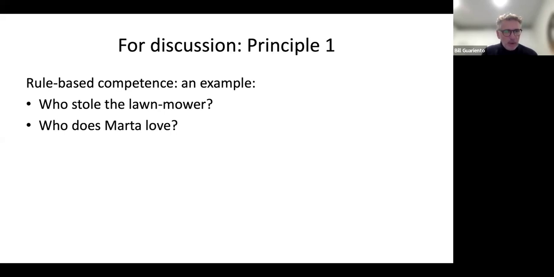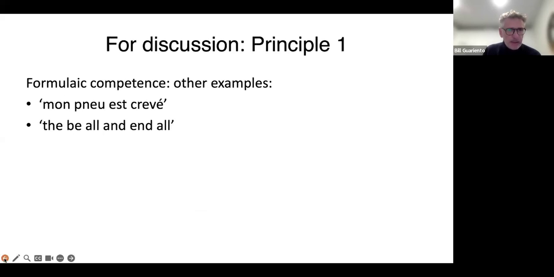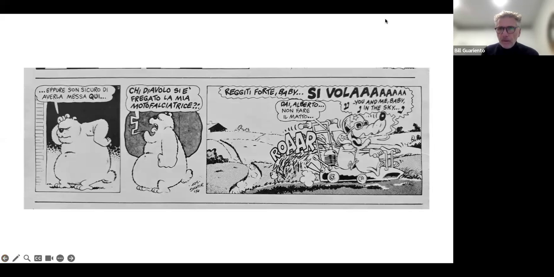We're going back to look at Lupo Alberto. Who stole the lawnmower? And who does Marta love? Marta is the chicken. You remember? So who stole the lawnmower? Who does Marta love? Let's go back to the picture. Okay. So, question number 1. Who stole the lawnmower? Do you know the answer?